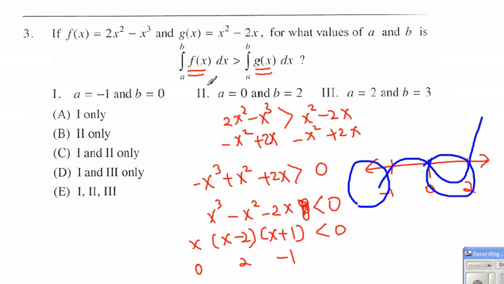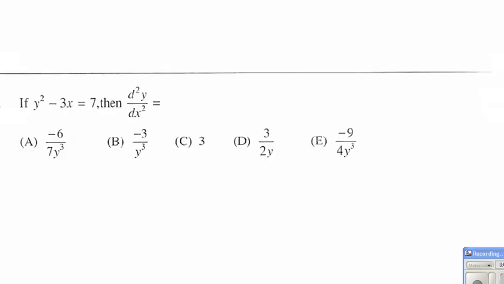Since it has to be negative, 0 to 2, that works. 2 to 3, it doesn't work. Negative 1 through 0, that's also still positive, so our answer will be this one, choice 2 only. Alright, let's move on to the next question.